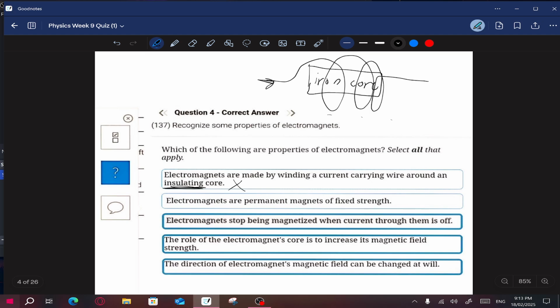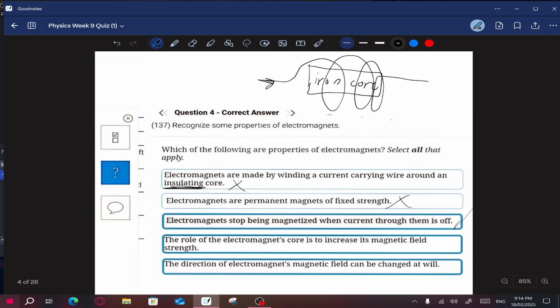Electromagnets are permanent magnets of fixed strength. Their strengths are variable. This is incorrect. And also they're not permanent because you can turn them on and off. Electromagnets stop being magnetized when the current flowing through them is off. Yes, because an electromagnet is, again, a current carrying wire wrapped around a core. When there's no current in the current carrying wire, what's the point of the electromagnet? It's going to be turned off.